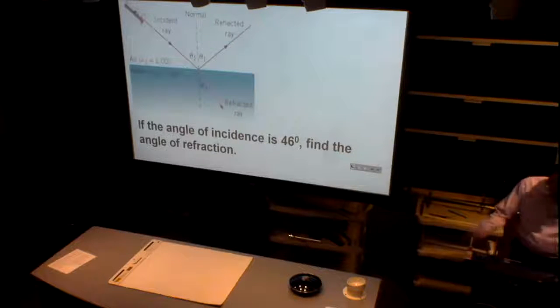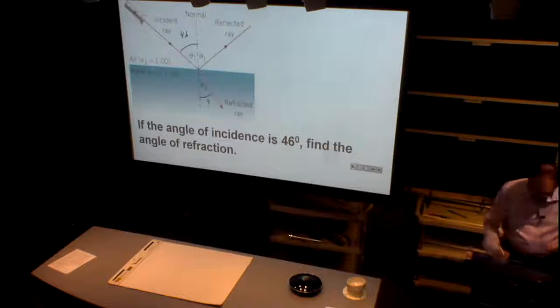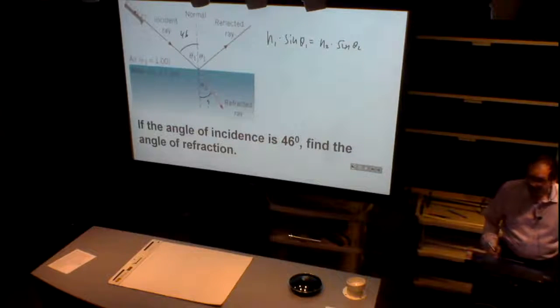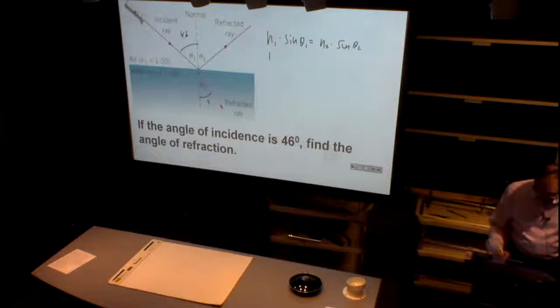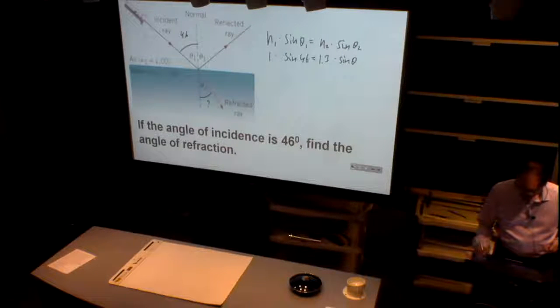Well, so let's just do a couple of examples. Light travels from air into water. This is the angle of incidence, which is 46. We are looking for the angle of refraction. So the law, Snell's law, says this. It always says the same thing. It's a law. Now, for air, the index is 1. The angle of incidence is 46. For water, I just use 1.3. And we have to solve it for this angle.